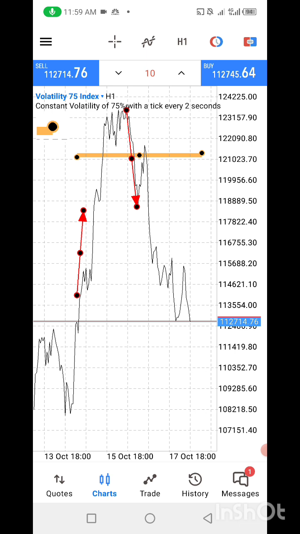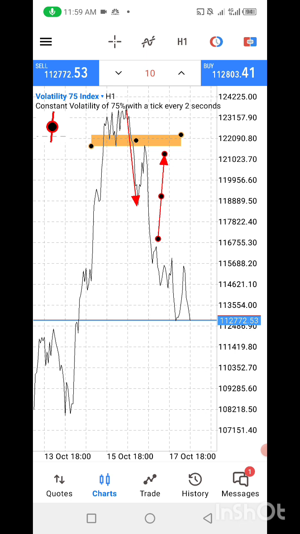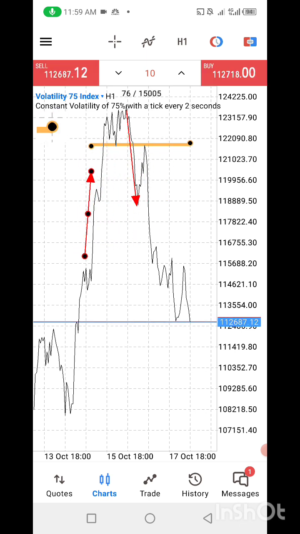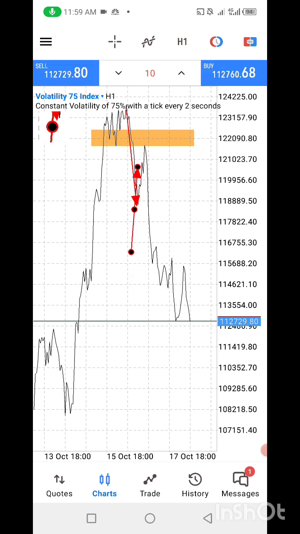Then we need a pullback to a key level. The key level here is this neckline, a major key level. We need a pullback to a major key level, not just any key level. It should be major, not minor. This is a strong neckline, which we can call a resistance. We allow the price action to gradually flow to this zone, in order to minimize drawdown when you want to follow the trend.